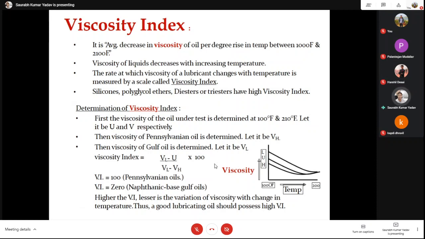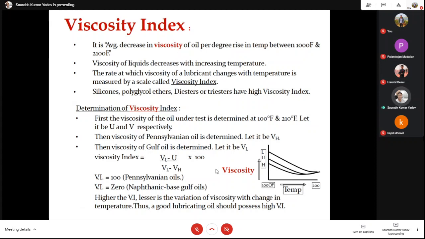To determine the viscosity index, first the viscosity of the oil under test is determined at 100 and 210 Fahrenheit. Let it be U and V. Then the viscosity of the Pennsylvania oil is determined, let it be H. Then the viscosity of the Gulf oil is determined, let it be L. Viscosity index VI = (L - U) / (L - H) x 100, with Pennsylvania oil as the high base and Gulf oil as the low base.